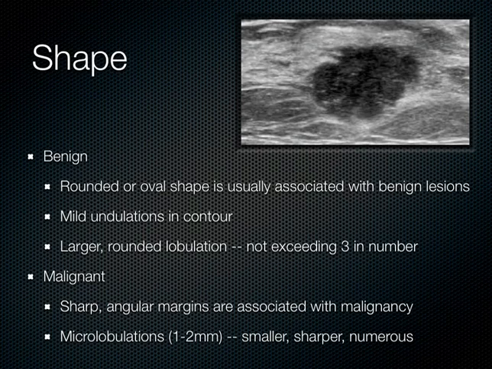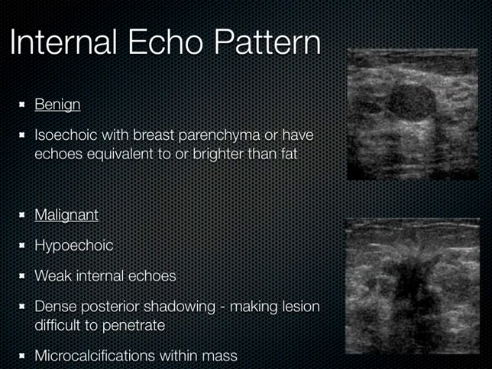The other thing about the mass is its shape. A benign mass is very round or sometimes oval, and maybe you'll see some mild undulations in the contour of the mass. The lobulations sometimes can be large, but usually you don't have more than 3 big lobulations. However, with malignant masses, you get very sharp angulations and a lot of microlobulations, small, less than 2 millimeters. There's a whole bunch of them. So if you see that, that's more consistent with something malignant.